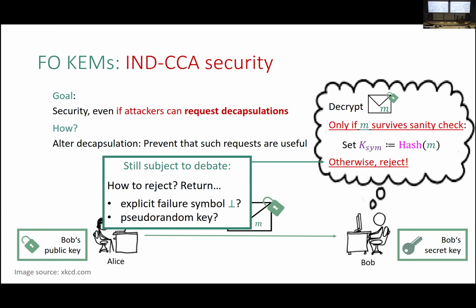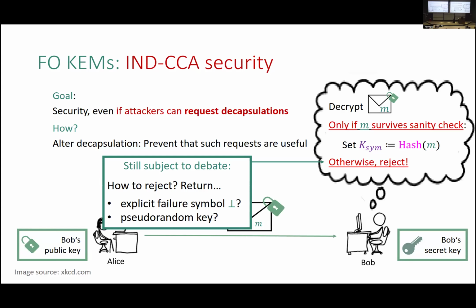And FO deals with this advanced setting by altering decapsulation in a way such that adversarial decapsulation queries are either useless or forbidden. The way it does that is that it alters the decapsulation procedure done by Bob. So Bob will only set the key to be the hash value of the message if the decrypted ciphertext, so the plaintext, will survive a certain sanity check. In the literature, this is often called re-encryption check. And if the message does not survive the sanity check, Bob will reject.